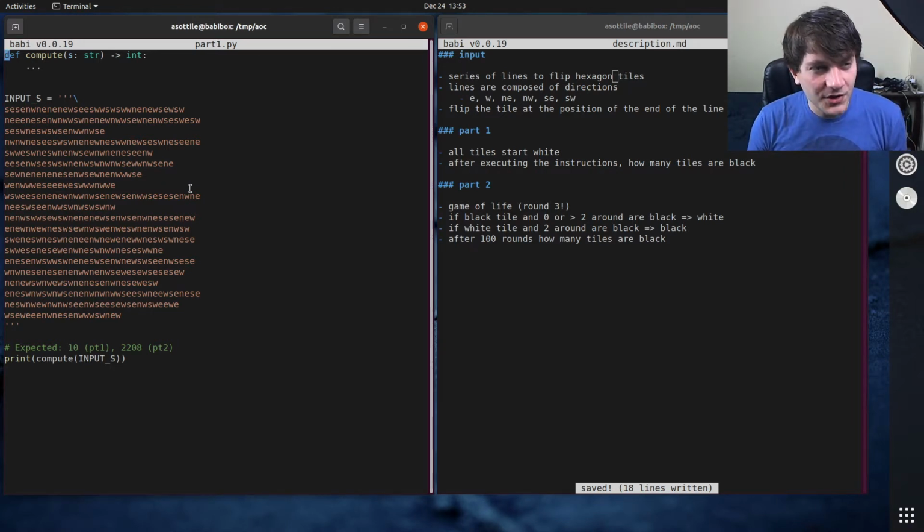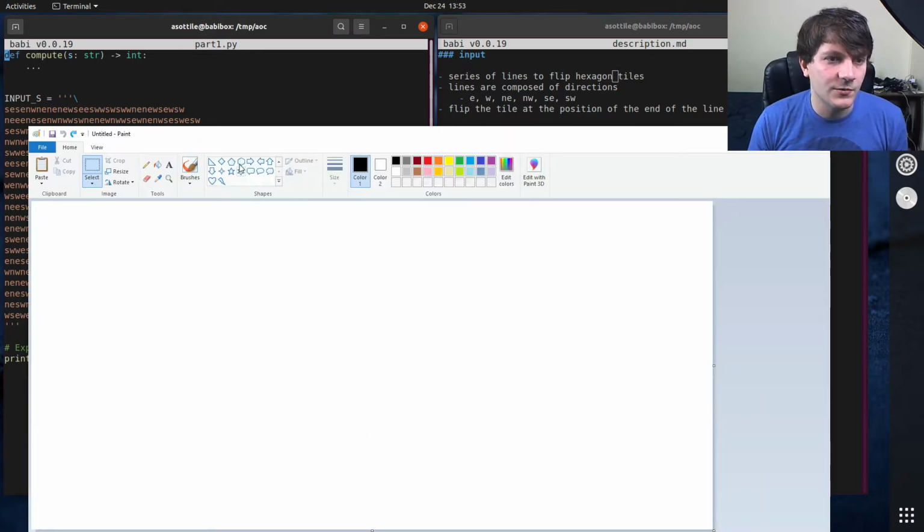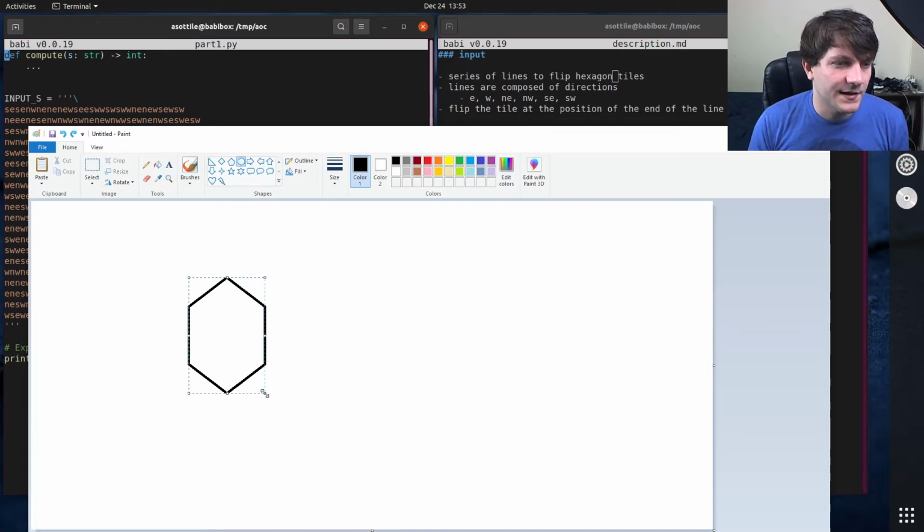Now, the tricky part that I found for this problem, or what I got a little bit tripped up on, is how to represent these coordinates. And I came up with a little solution that I found was pretty easy to deal with. So we're dealing with hexagons.